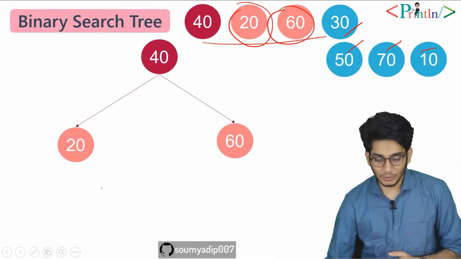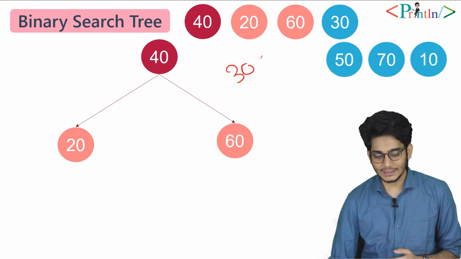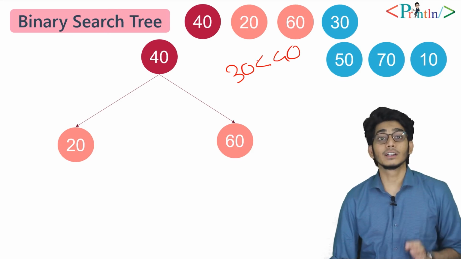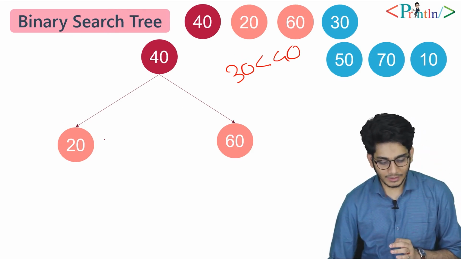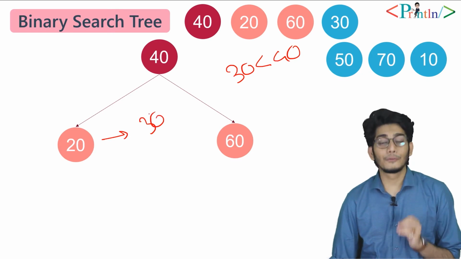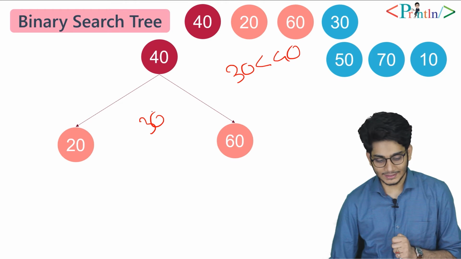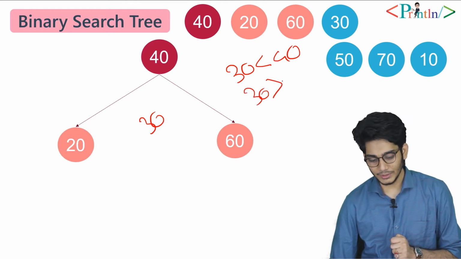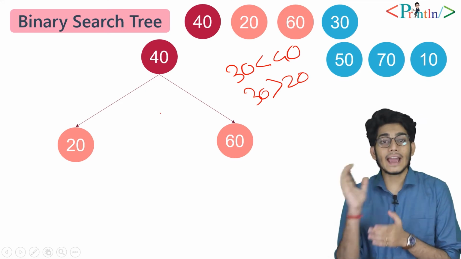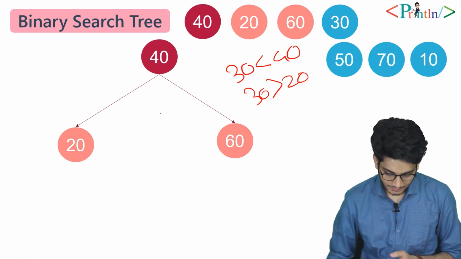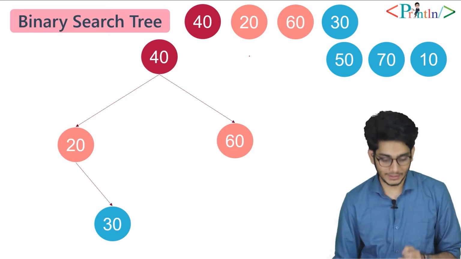Now where will 30 go? At first we have to check that 30 is less than 40, so it will go to the left of 40. So 30 will come here. Now we'll compare this 30 with 20. So 30 is greater than 20, so it means it will go to the right of 20. So we can see that we have inserted 30 at the right of 20.